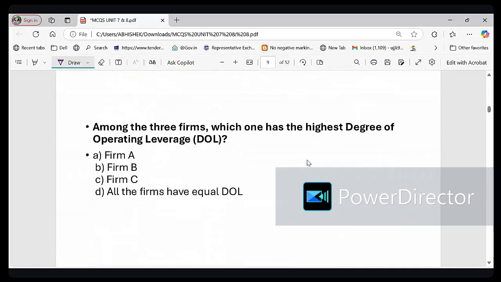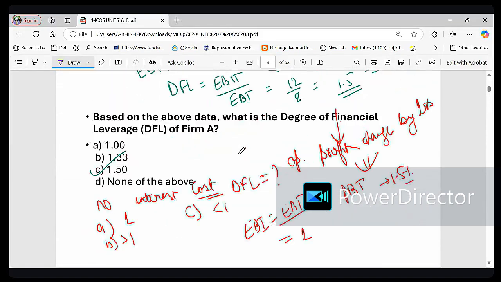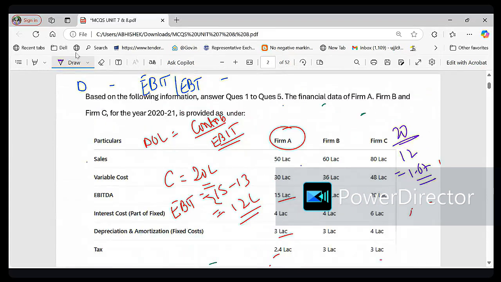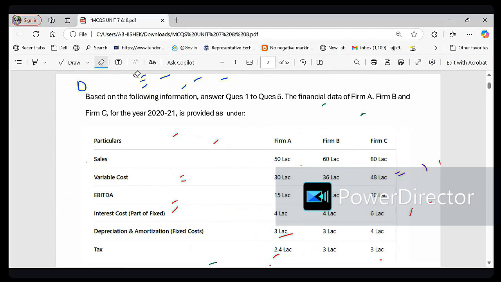Now let's come back to this question. Among the three firms, which one has the highest DOL? Please calculate DOL for the others, B and C. For A we have just calculated, it is 1.67. Please calculate DOL for B and C. Let me calculate it. What is DOL for firm B?